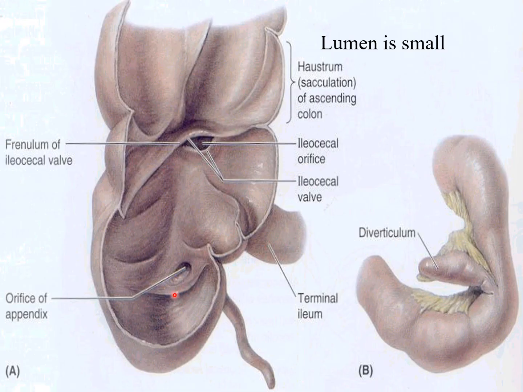You see this diagram here, there is the appendicular orifice, and this is the lumen of this part of the cecum, and this is the lumen of the small intestine, and this part is the diverticulum, and these are the terminal ileum. Here there is the ileocecal valve, or ileocecal orifice, and this is the frenulum of the ileocecal valve. This is the sacculation of the ascending colon. This part is the terminal part of the ileum, and this part is the vermiform appendix opening into the cecum. This orifice is given the name appendicular orifice.